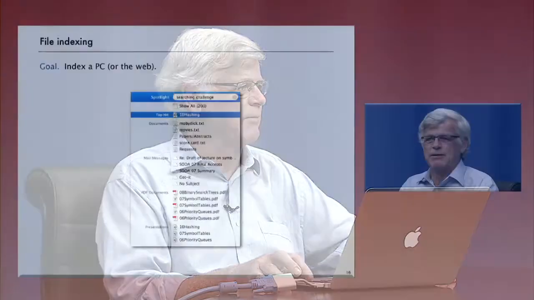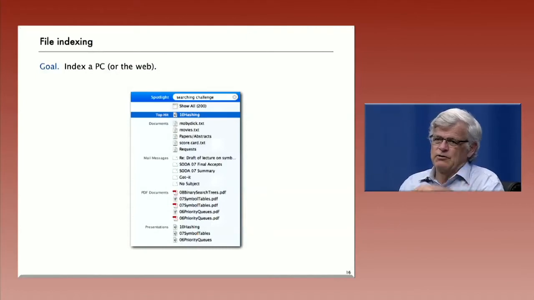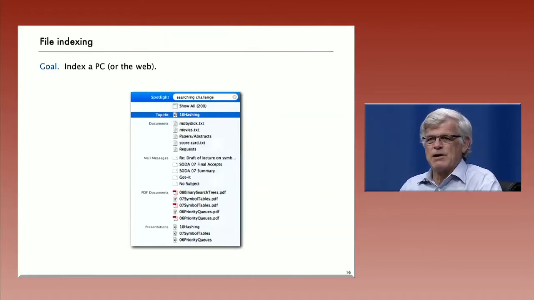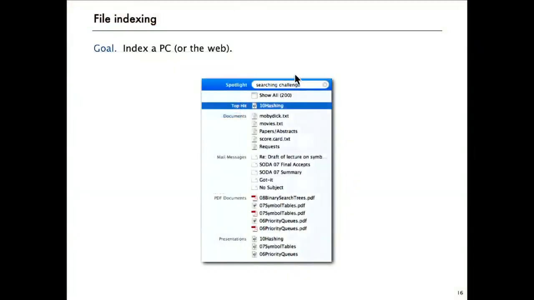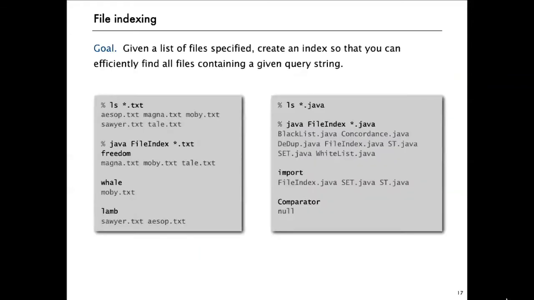Here's another simple client program for symbol tables related to indexing. Again, another common function that's easily handled by symbol tables. There's all kinds of cases where we just have a lot of information, maybe on our PC or all over the web, and we want to create an index that allows us to specify a search key and get all the associated information. And you've used programs like this on your computer in many instances, most likely.